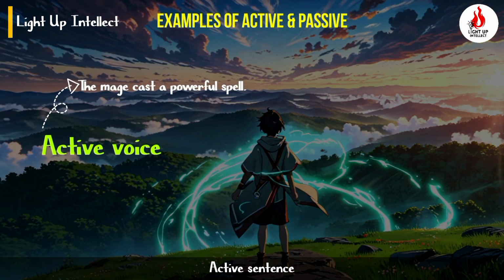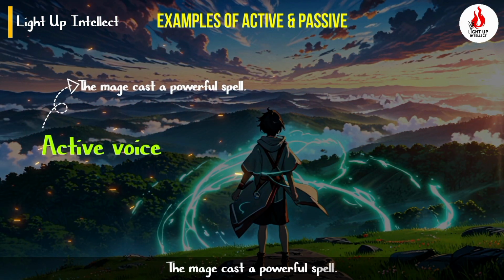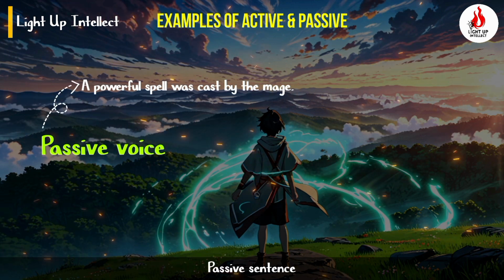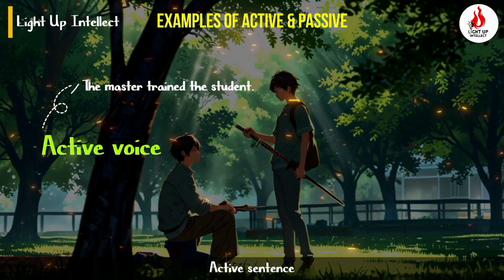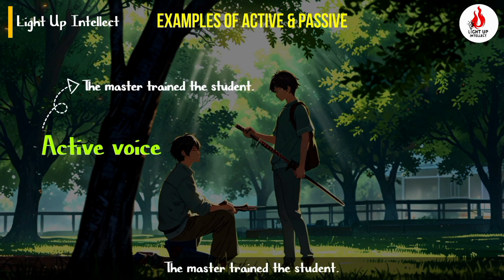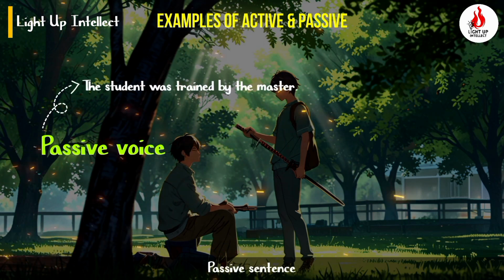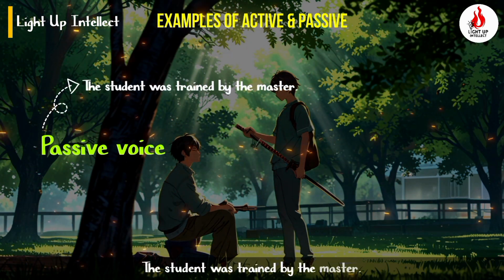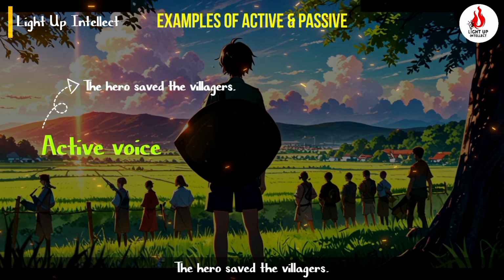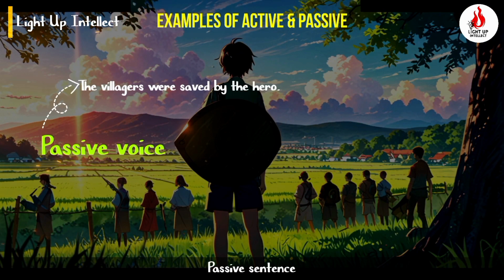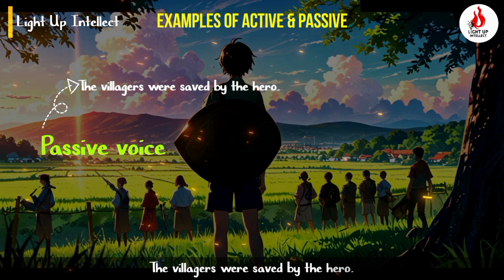Active sentence: the mage cast a powerful spell. Passive sentence: a powerful spell was cast by the mage. Active sentence: the master trained the student. Passive sentence: the student was trained by the master. Active sentence: the hero saved the villagers. Passive sentence: the villagers were saved by the hero.